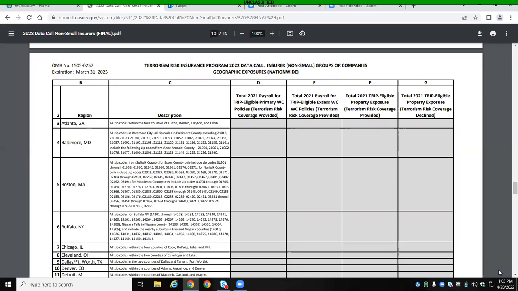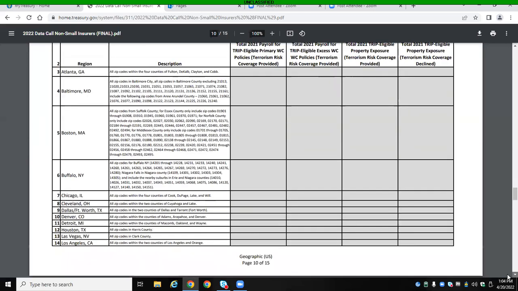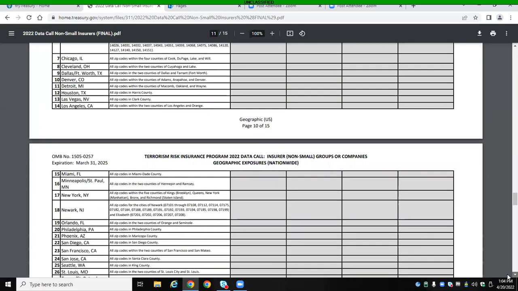Again, the workers' compensation fields will be completed by NCCI, California WCIRB, and the New York Bureau, but again, not the excess workers' compensation field. We have entered an unavailable field here as well, so if you can't capture that, that can be entered there. Questions on the next page, page 11.